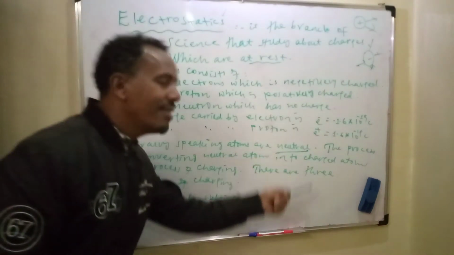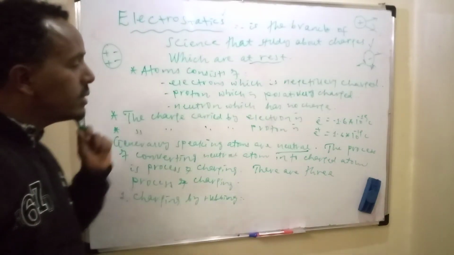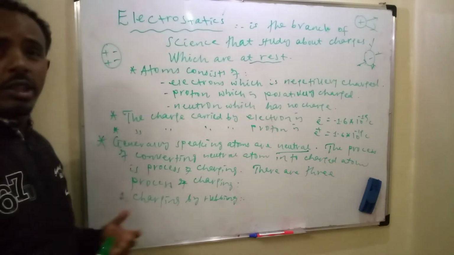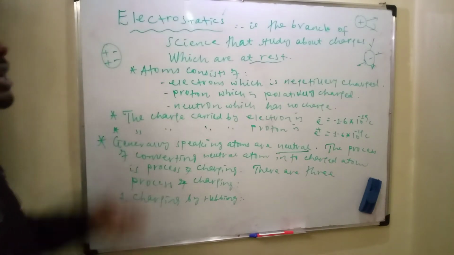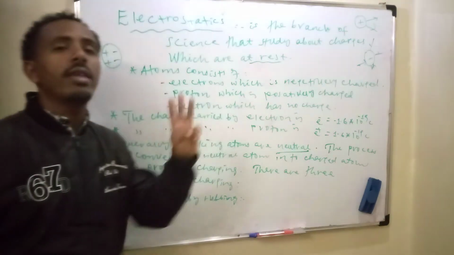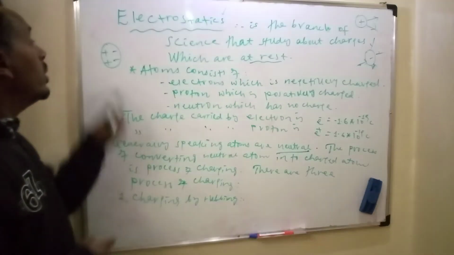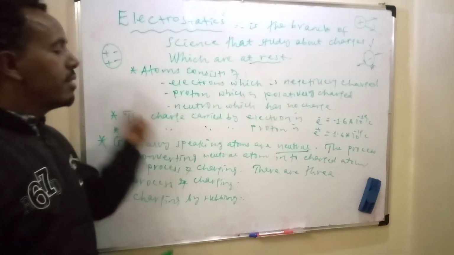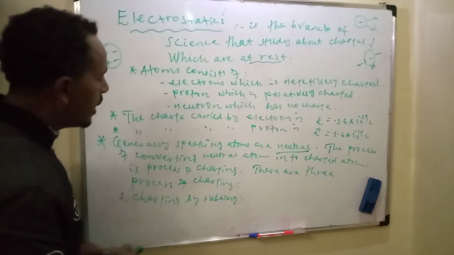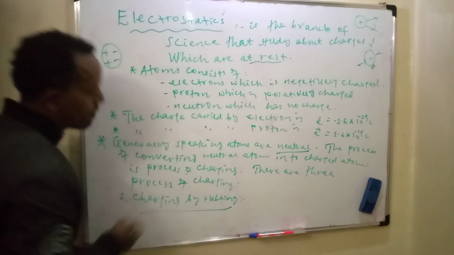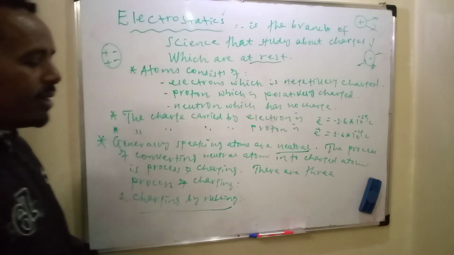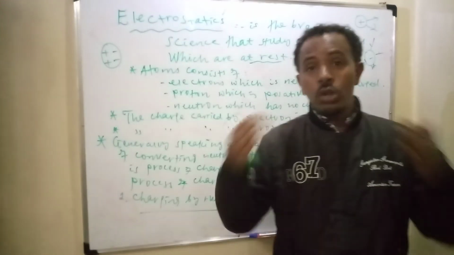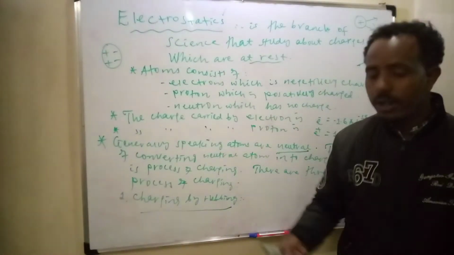Here, we are going to study the process of converting a neutral body into a charged body. There are three ways of changing a neutral body into a charged body. The first one is charging by rubbing. This is the phenomenon of converting a neutral body into a charged body.